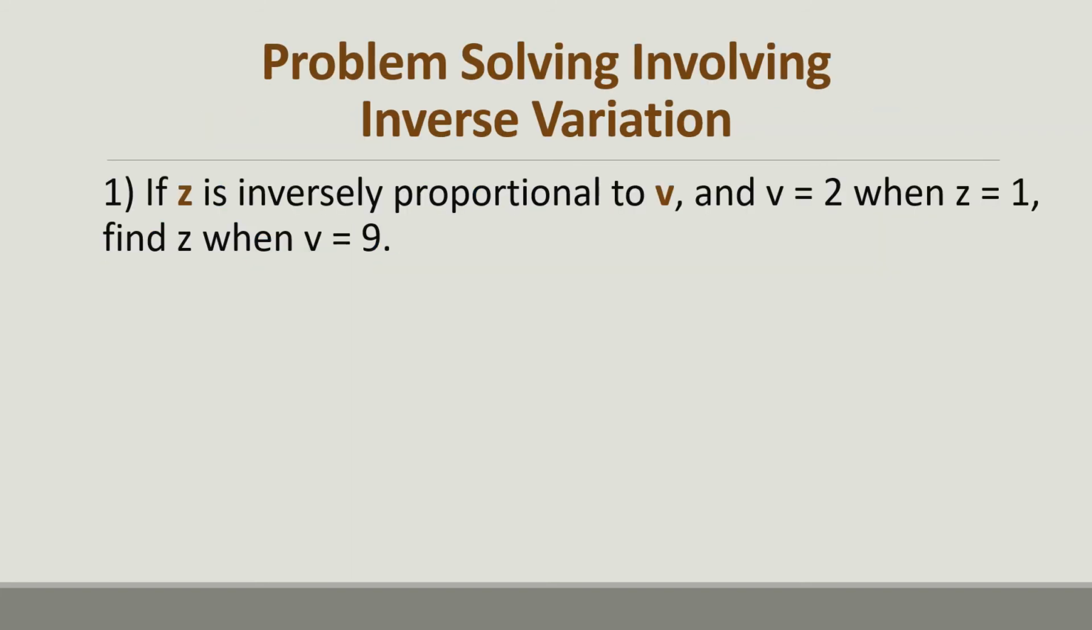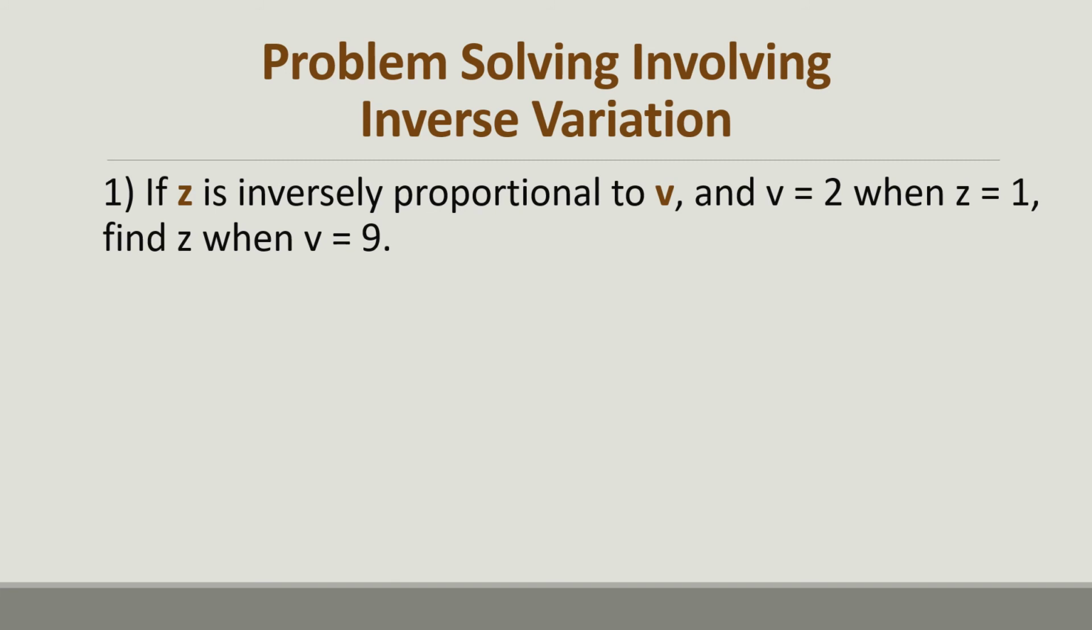Now let's have here a problem involving inverse variation. So we have if Z is inversely proportional to V, and V is equal to 2 when Z is equal to 1, find Z when V is equal to 9. I know what you're thinking, class, no? This might sound confusing because there are a lot of values that you need to consider. But actually the bottom line of this lesson is just to familiarize the formulas for each type of variation and to know how to manipulate, how to deal with these formulas or equations.